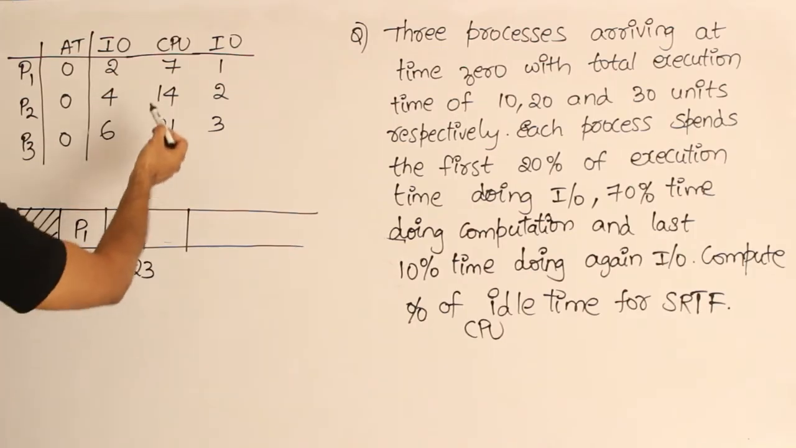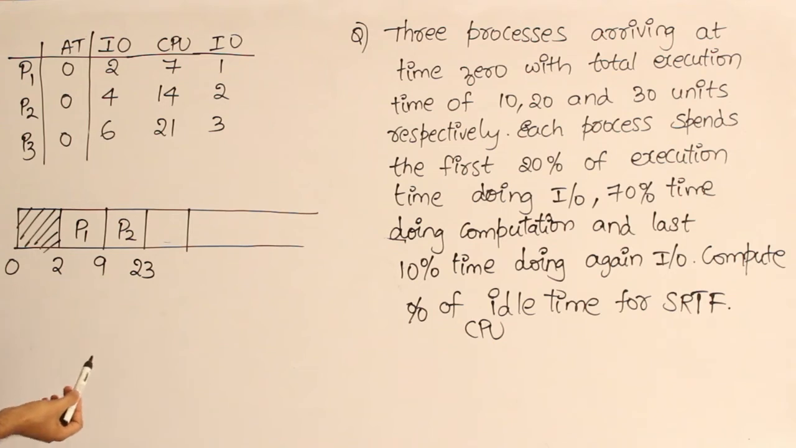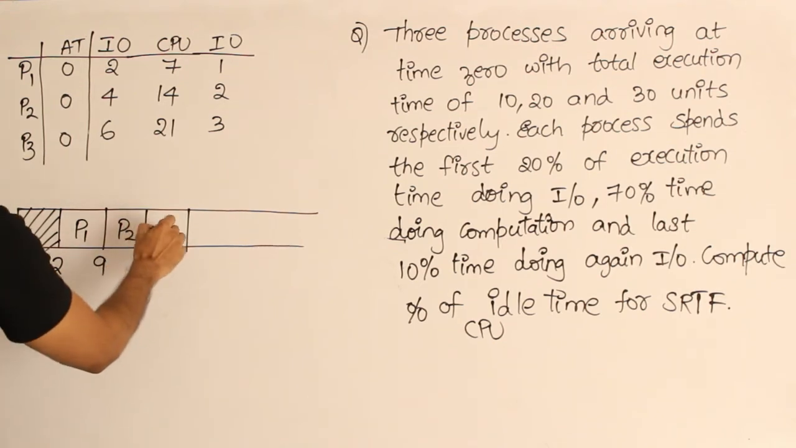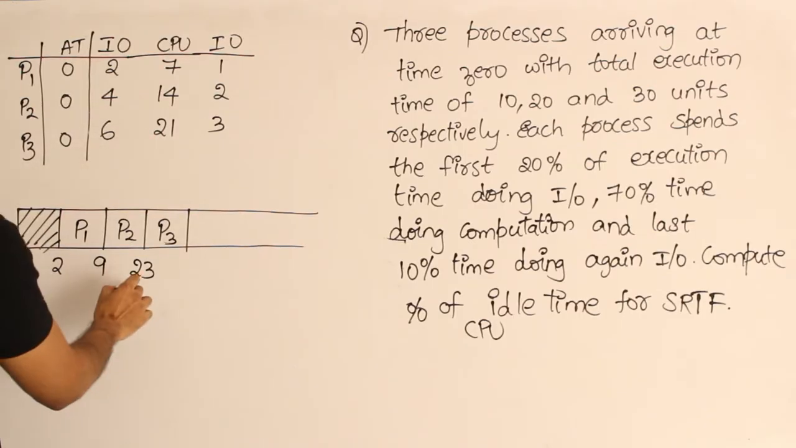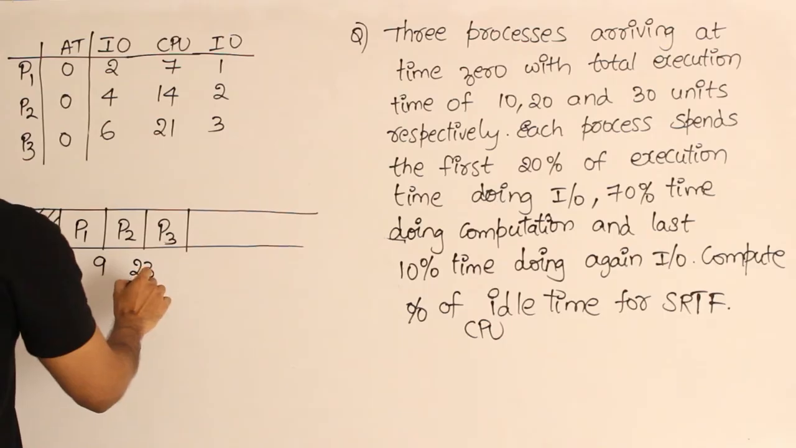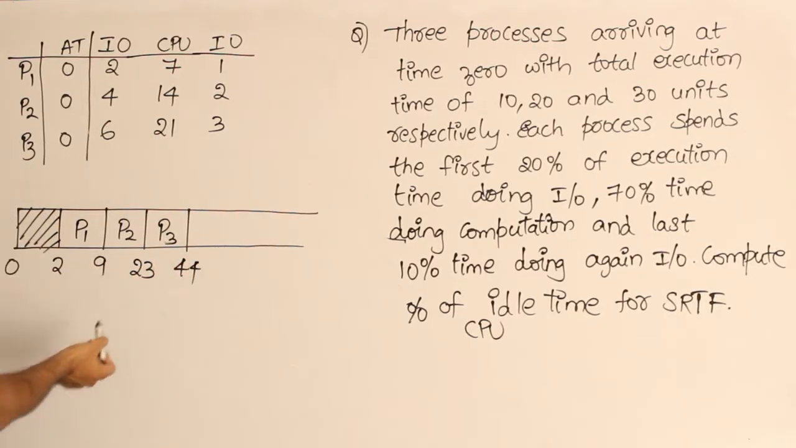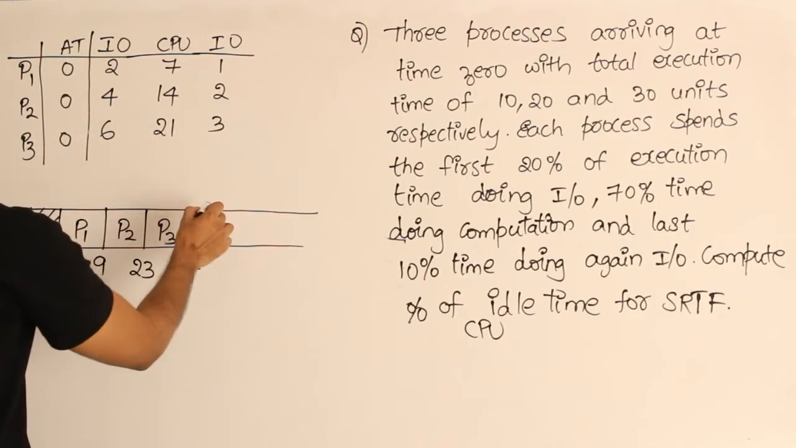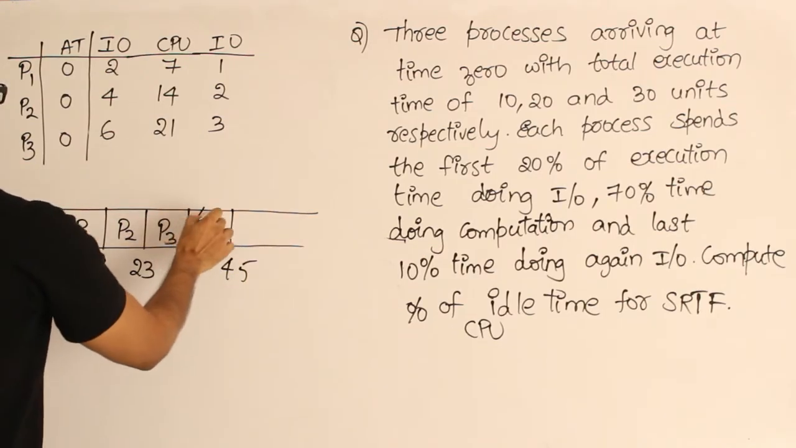Fine. Now P2 is also over, and then it will go for IO. IO will take 2 units, no problem. And next I have to schedule P3. Now P3 will run for initially 21 units. So what is 23 plus 21? It is, I think, 40. No, 23 plus 21 is 44, right? So till 44 this P3 is going to run, and then it will go for IO for 3, which means till 47 it is going to go for IO.